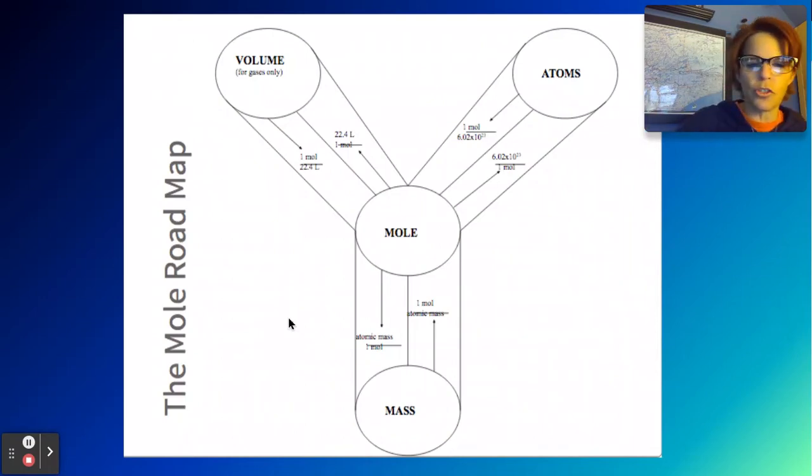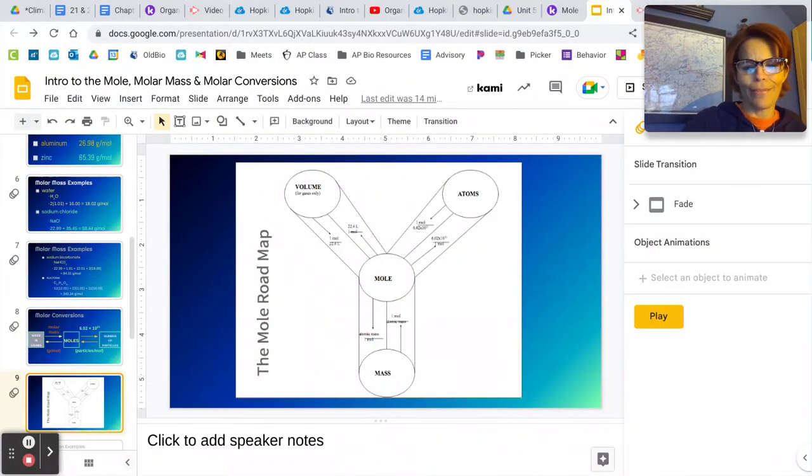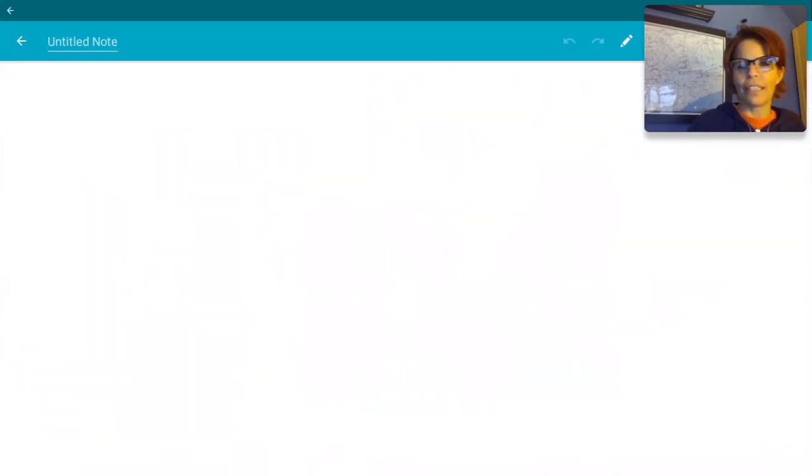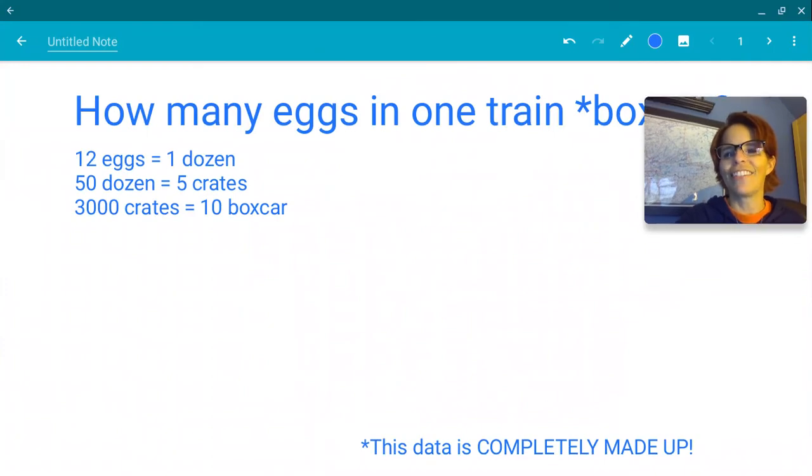I'm going to switch screens. Give me just a second to make this work. I hope it'll work. I'll be disappointed if it doesn't. I gave you a little sample problem. I did give you a little sample problem.